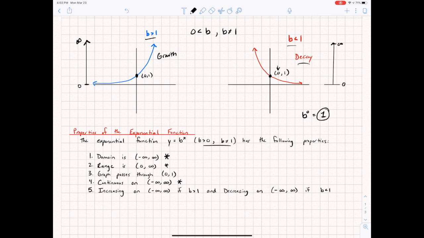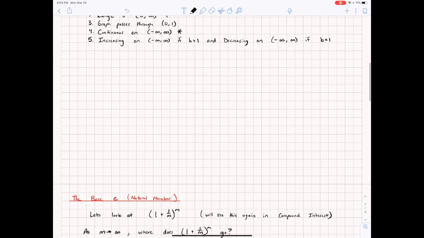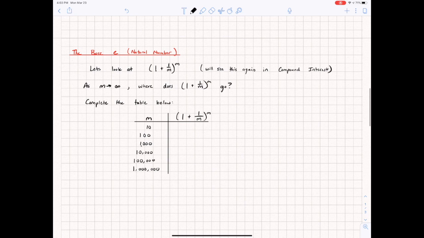And now I want to look at a topic specifically looked at in pre-cal, and I just kind of want to review it again. It's the topic concerning a unique base for an exponential function, and this is called the base of e, which is known as the natural number.